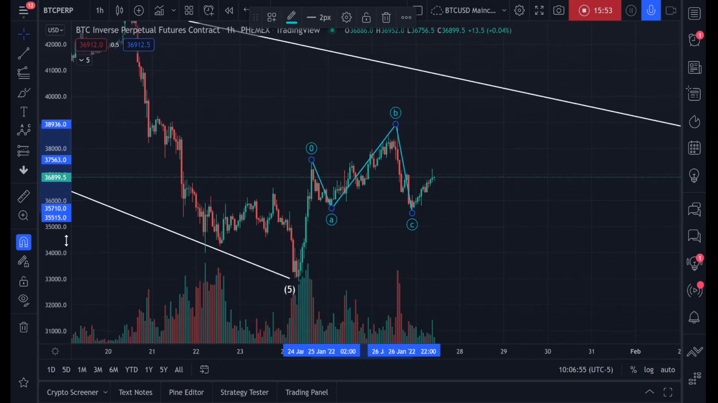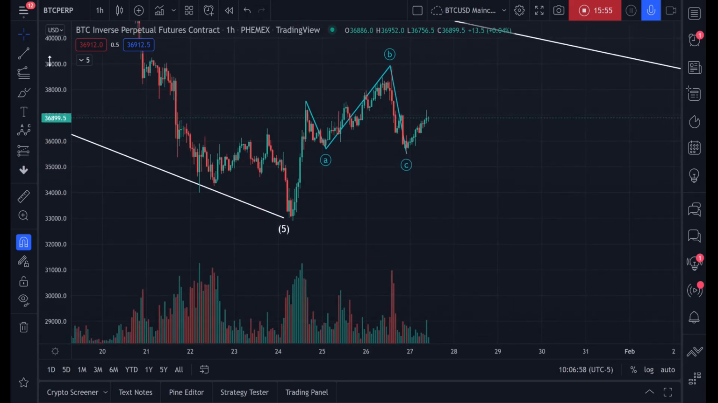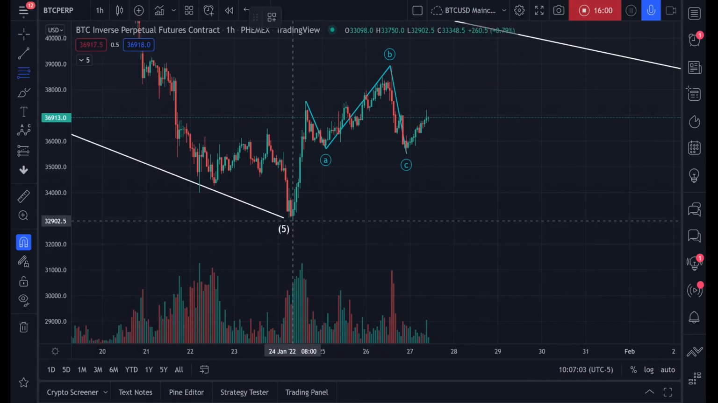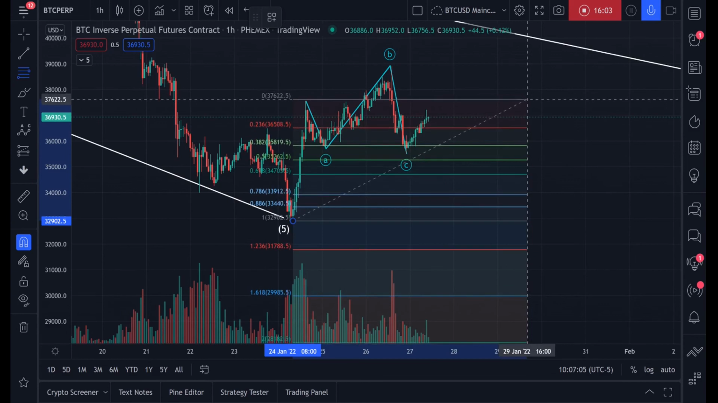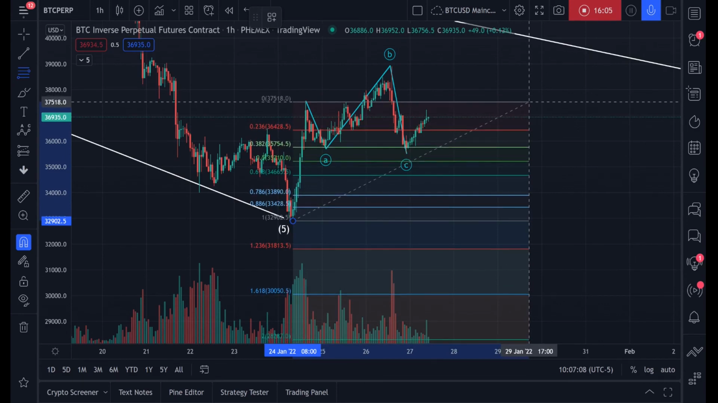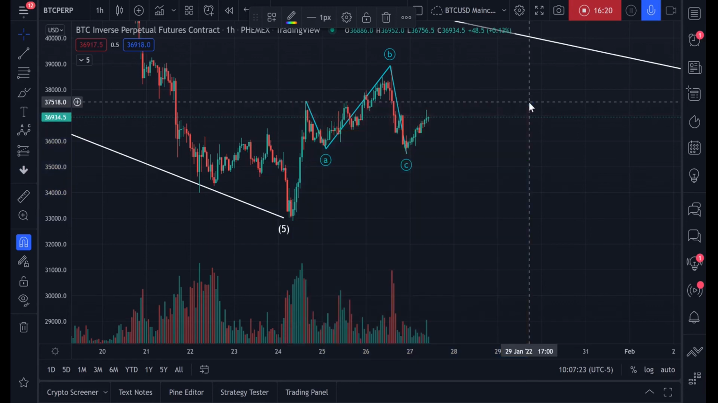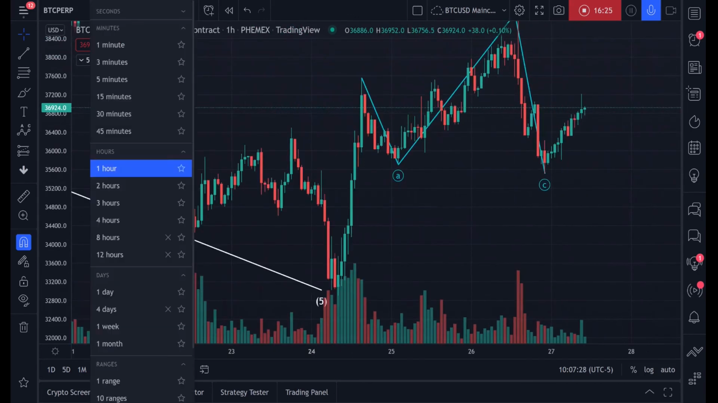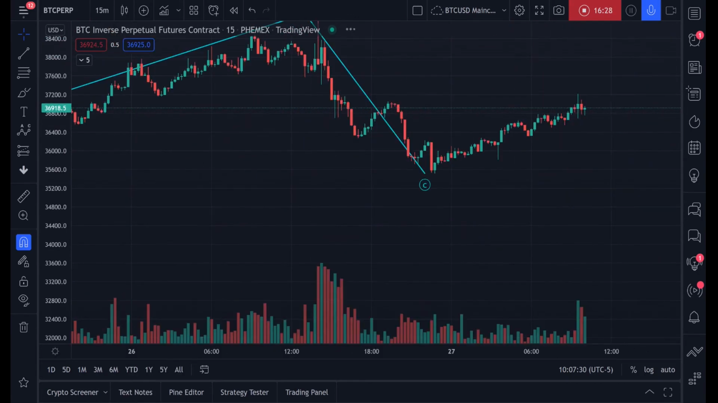So this 3-wave structure, this ABC structure, retraced to between the 0.5 and the 618 of this. So I take the Fibonacci retracement tool. Did I do that properly? I didn't do that properly. Let me zoom in, because I've got to zoom in on the beginning of this.